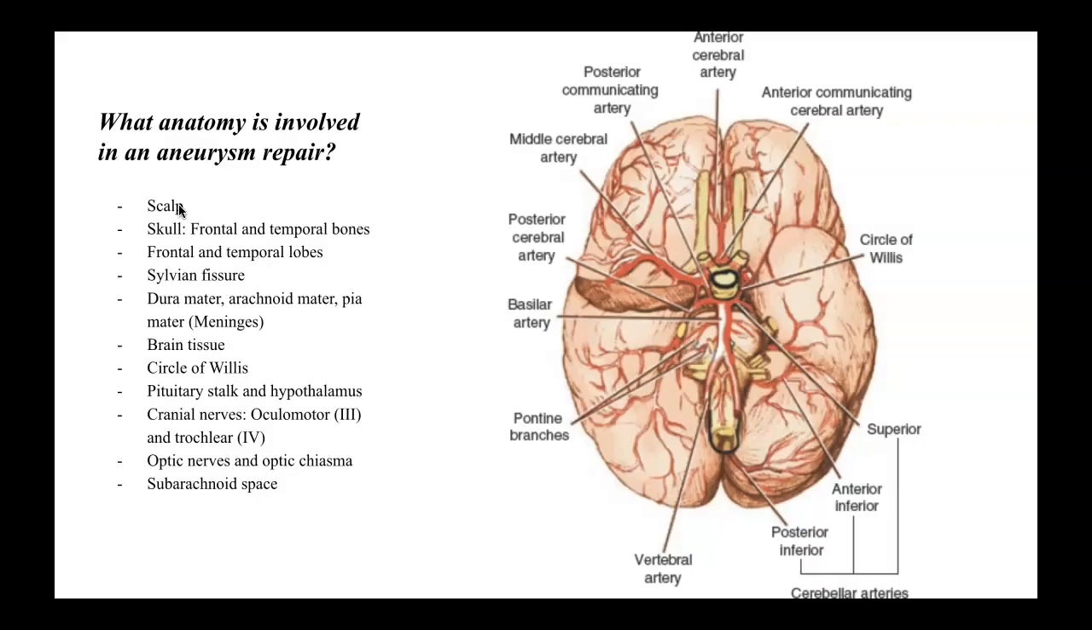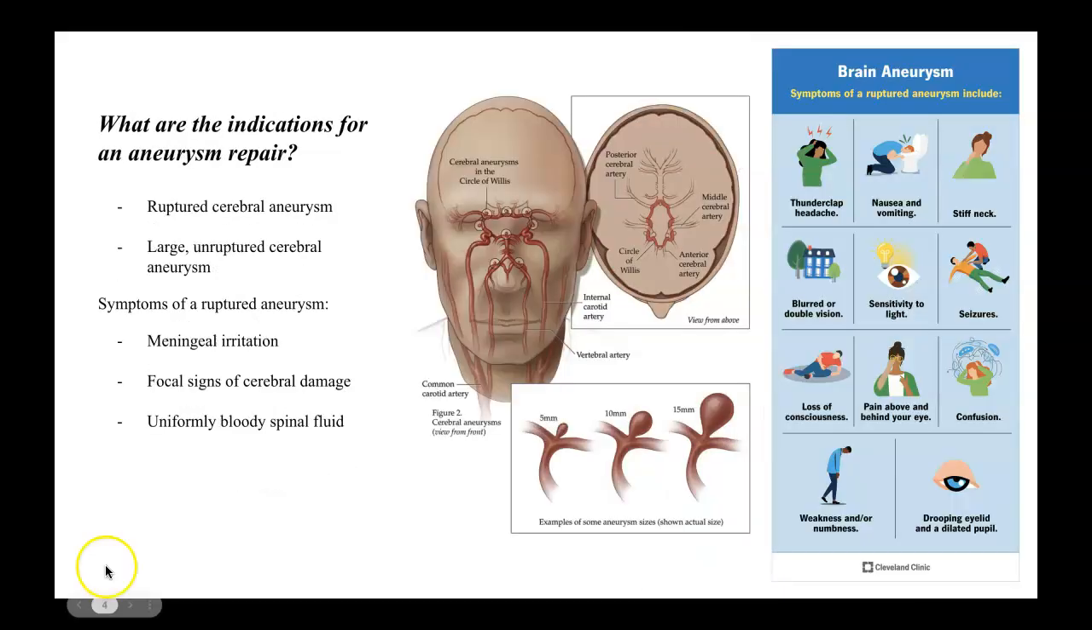All of this does depend on where the aneurysm is located, but this is most commonly what they'll do. They also have to access the dura mater, arachnoid mater, and pia mater, which are the meninges, and the brain tissue. They have to be careful of the brain tissue, the circle of Willis, the pituitary stalk and hypothalamus, cranial nerves 3 and 4, the optic nerves and optic chiasma, and the subarachnoid space, because you don't want a hematoma.